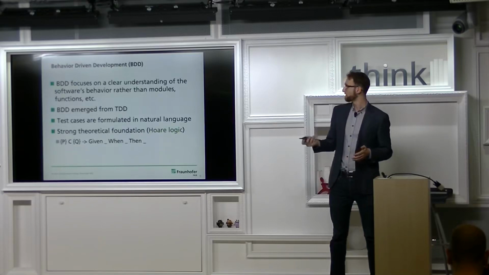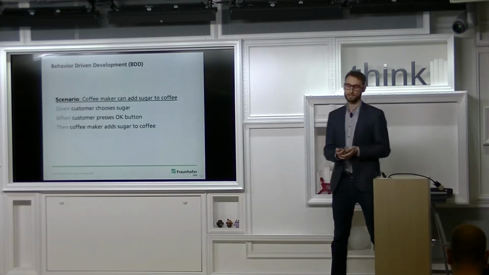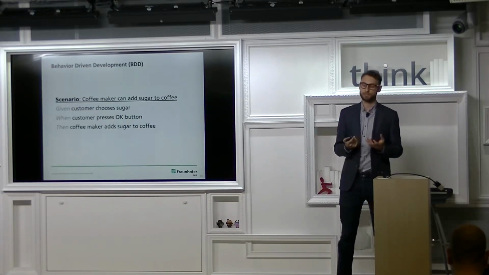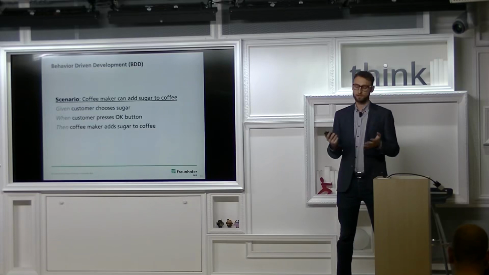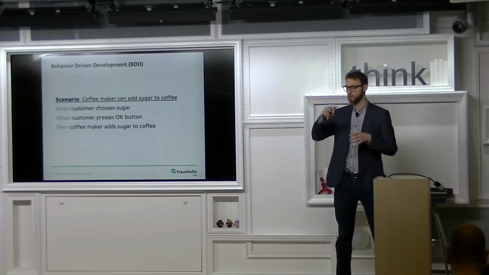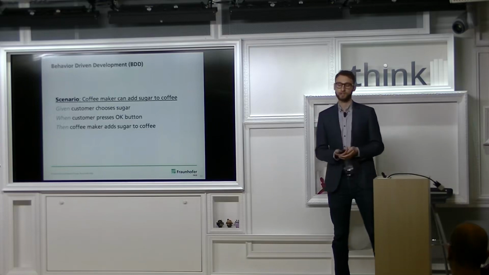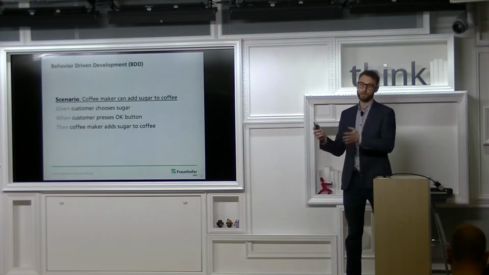So a typical BDD test looks like this. Let's say you've got a coffee maker and you're implementing the scenario of adding sugar to the coffee. Given that the customer has pressed the sugar button, when the customer presses the coffee button in order to brew this coffee, then the coffee should have sugar within it.